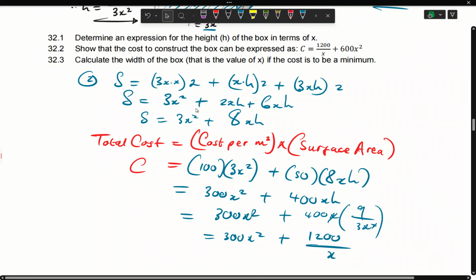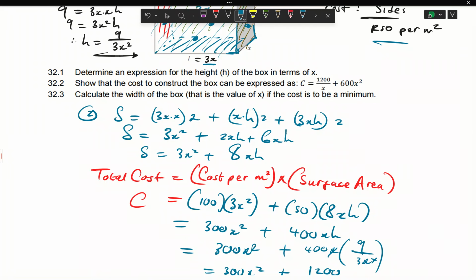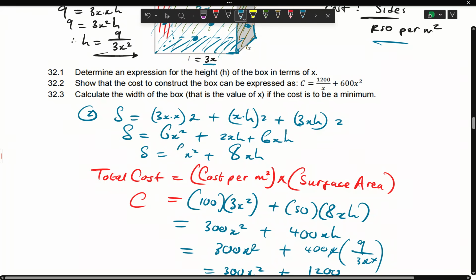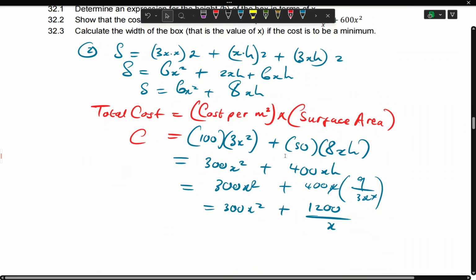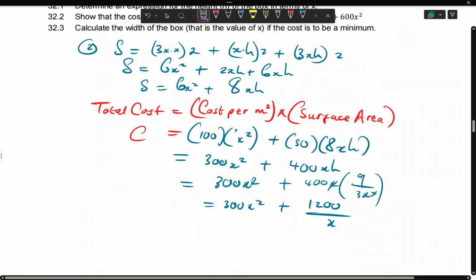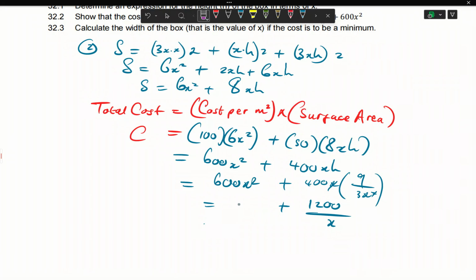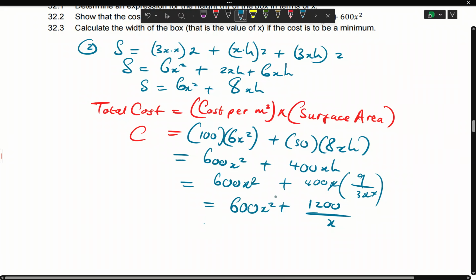Let's see what's wrong. You see, 3 times 2 is 6, né? 3 times 2 is 6, so 6. And then you have what? 6 here, which is going to give you 600. Sorry for that, guys. So this is exactly what you have there. So this is 600x squared.